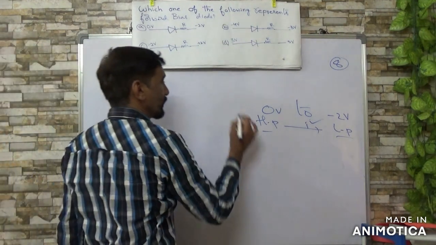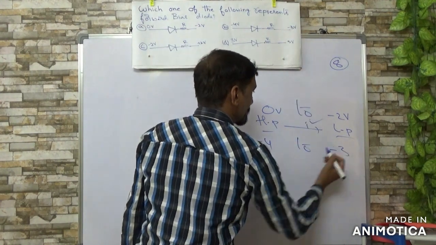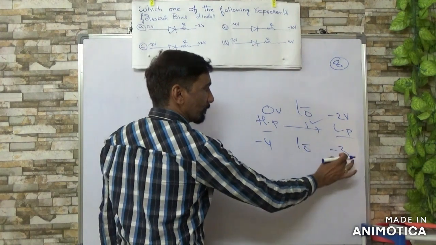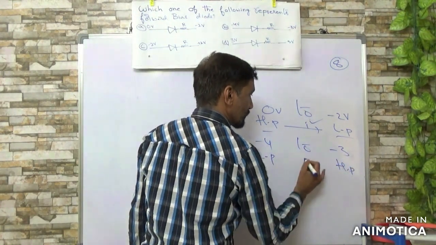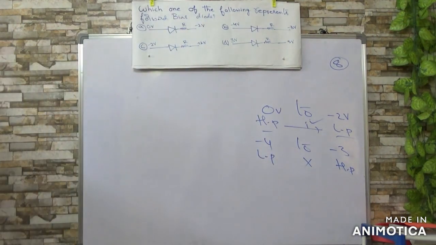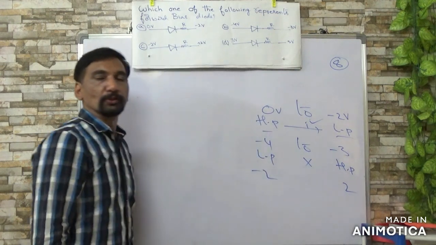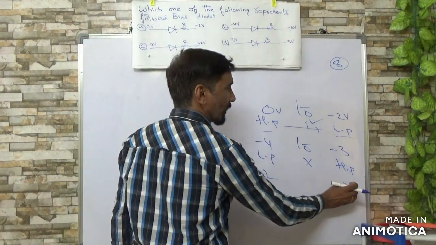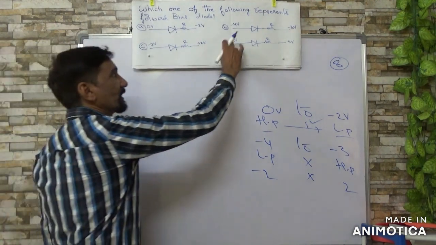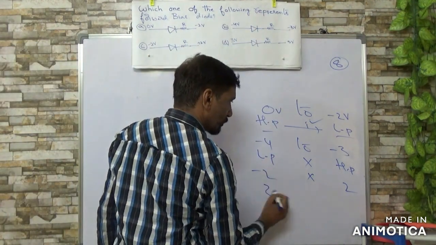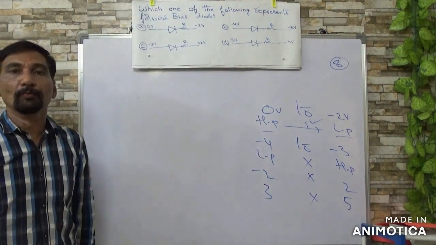Now you see the second option, minus 4 to minus 3. So you can say minus 3 is greater than minus 4. So low potential, high potential. So current does not flow. Now next one, minus 2, 2. So this is also low potential, high potential. So current does not flow. Now in this case 3, 5. So this is also low and high. So that is why current does not flow.